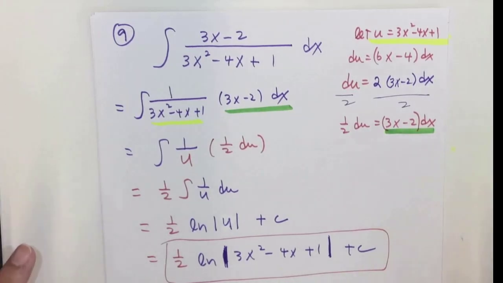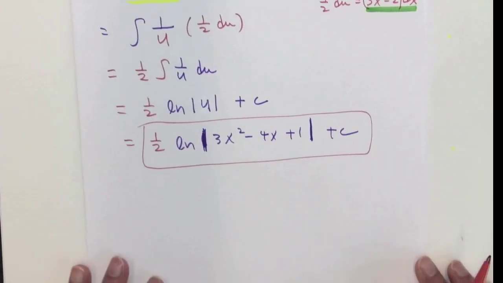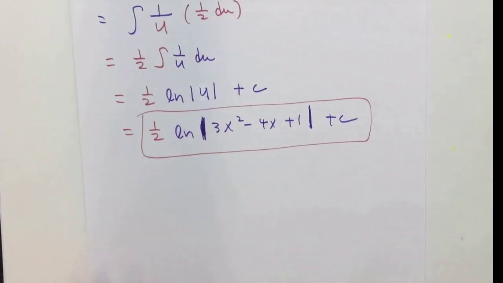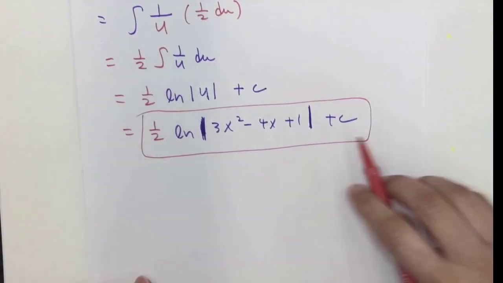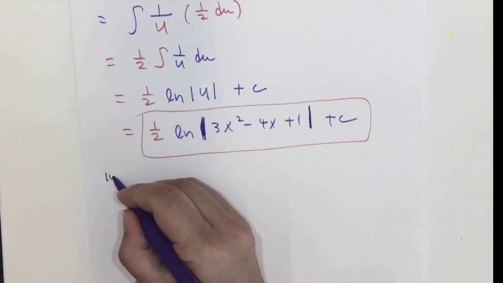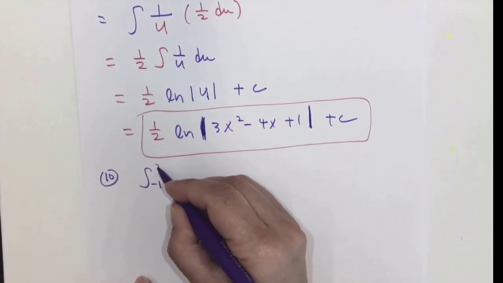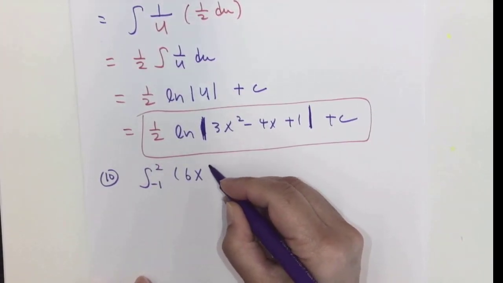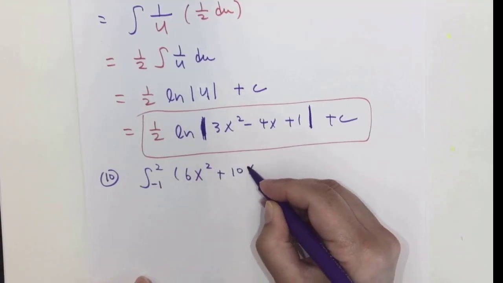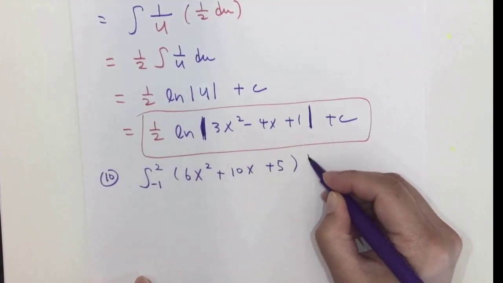Okay, so it's going to need some practice, and you have one like this on your quiz also, so use that to practice also. So starting number 10 is a definite integral, meaning you have the lower limit and also the upper limit. Number 10, we have the definite integral from -1 to 2, taking the integral of 6x squared plus 10x plus 5 dx.